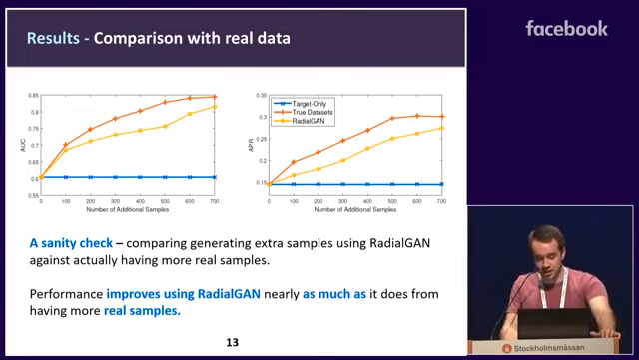And as you can see, our yellow line from RadialGAN very closely follows this curve from getting extra real samples. And so this is a very good indication that RadialGAN is generating synthetic samples that are meaningful.